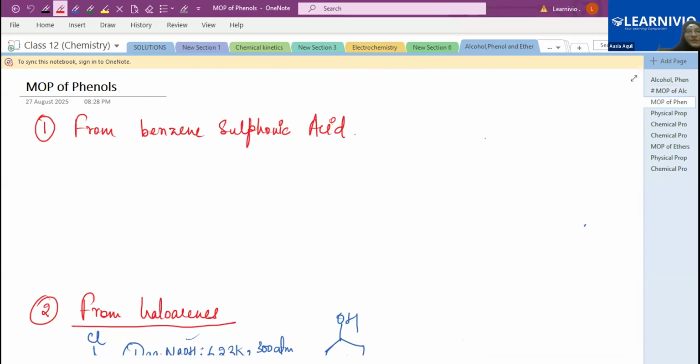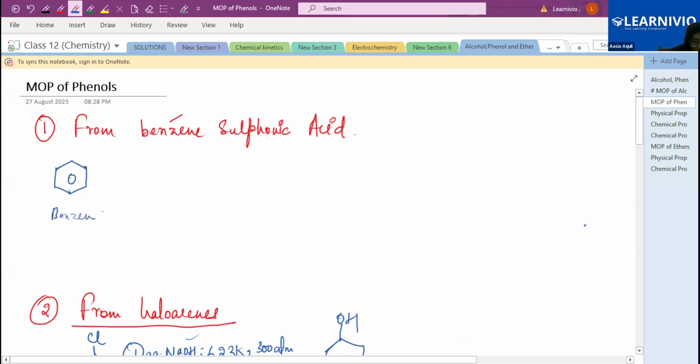First method is from benzene sulfonic acid. From benzene sulfonic acid, how can we prepare phenol? First, we should know how we can prepare benzene sulfonic acid from benzene. If you take benzene, this is your benzene, and you add concentrated H2SO4, what happens over here?